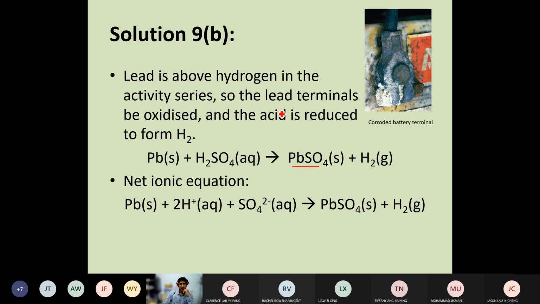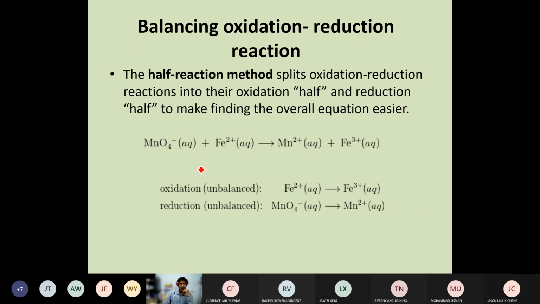So in our car battery, sometimes we see something like fungus or something like that. This is not fungus. It is called, I forgot, the lead salt, maybe, yeah. So this is lead sulfate, because in our battery there is sulfuric acid, so lead sulfate forms. Okay, so balancing oxidation reduction reactions.